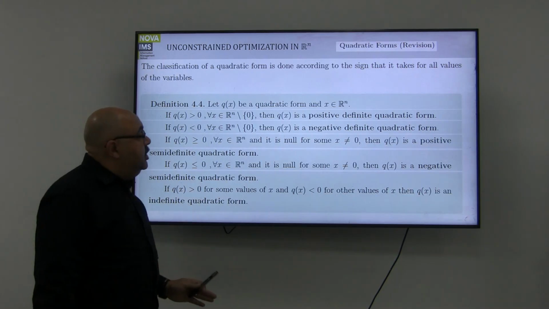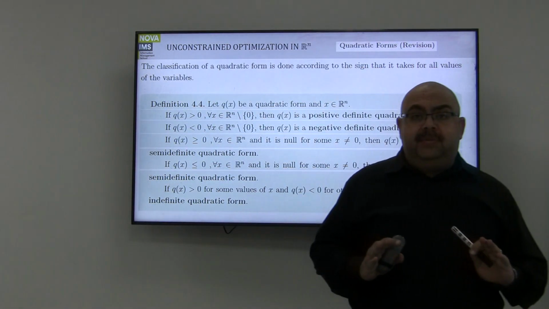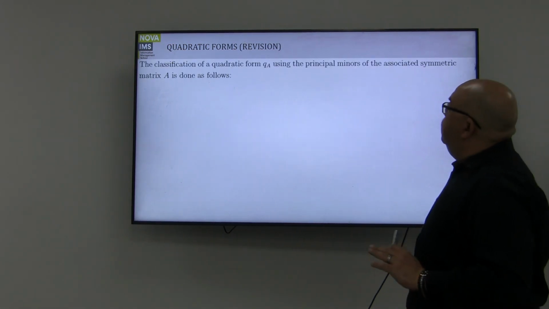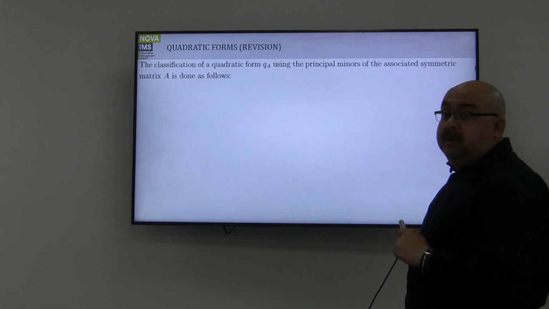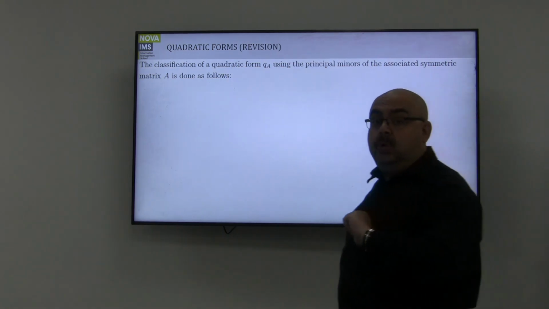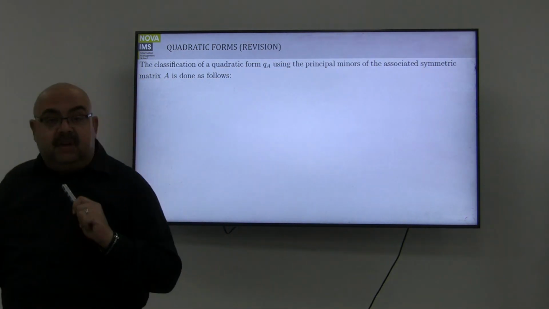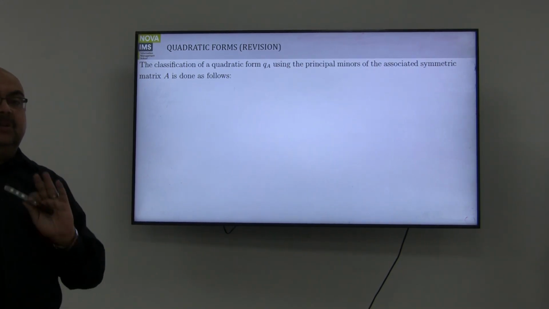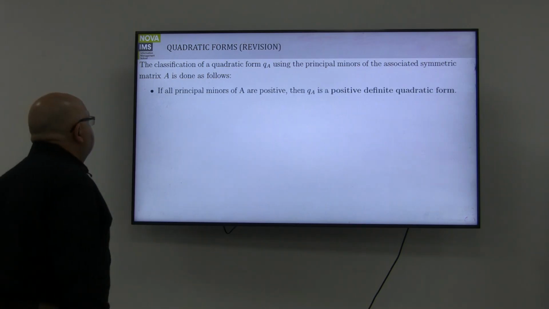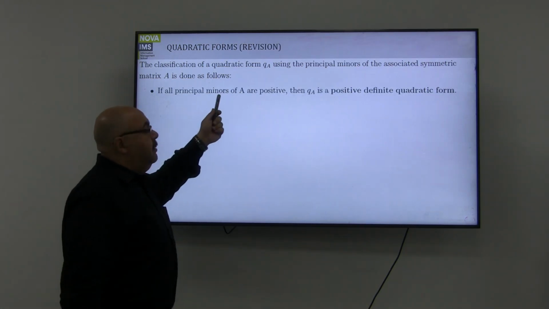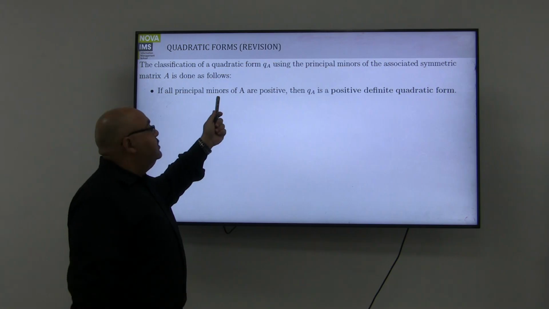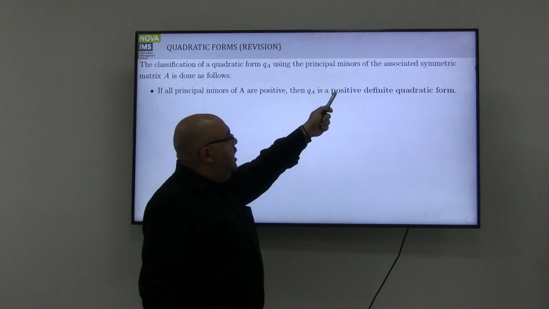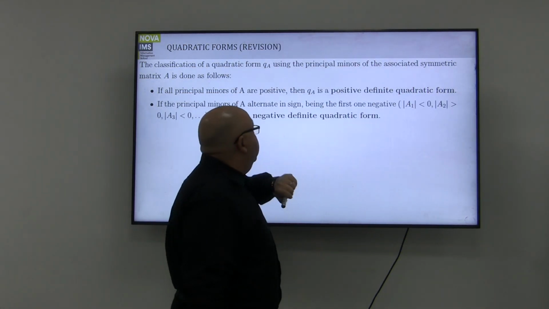That's the main classification, and as I told you, we already went through this plenty of times. Also, I want to add the classification of quadratic forms using the principal minors, and this is what I'm going to depend on. So this slide and the coming slide are really very important for you to watch and understand. Please review these remarks. If all the principal minors of A, we will go through the principal minors shortly, are positive, then remember this is going to be a positive definite quadratic form.